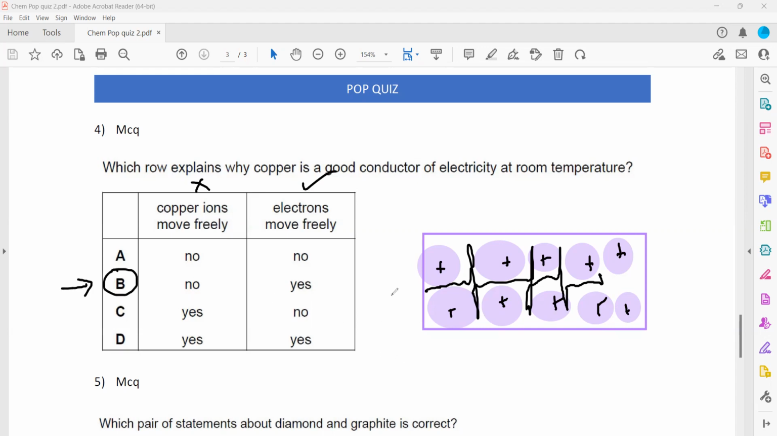So positive ions, the cations, can only vibrate about the fixed position, whereas the electrons can move freely in a metal. That's why they can conduct electricity.